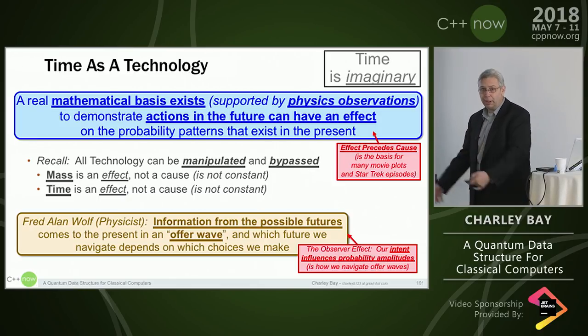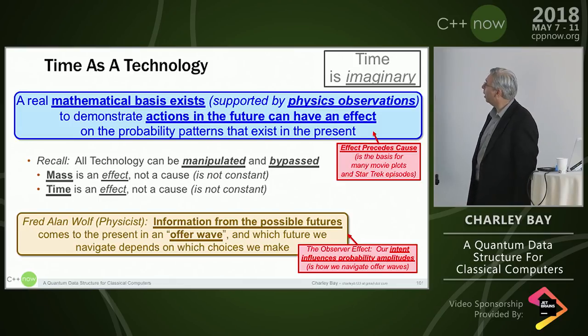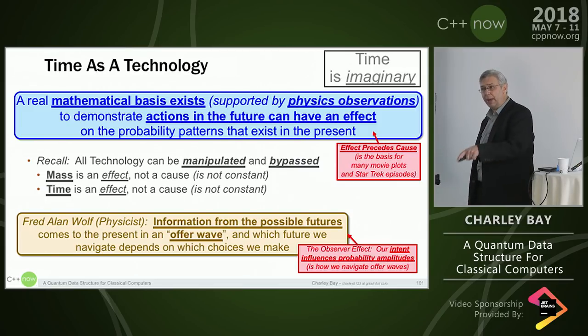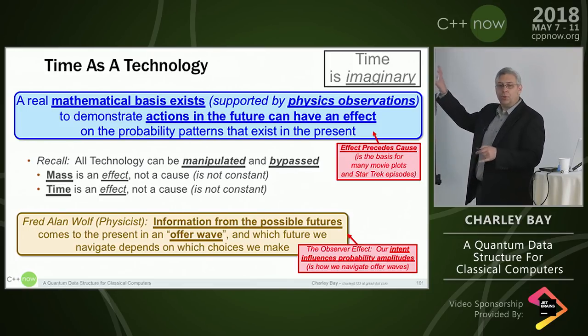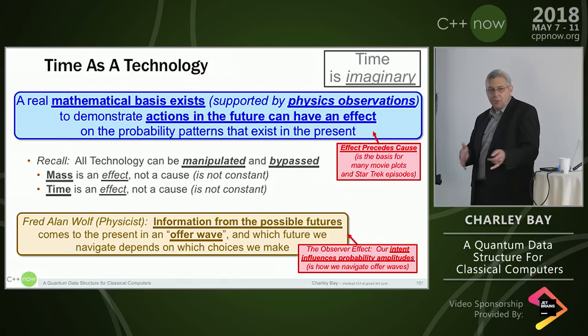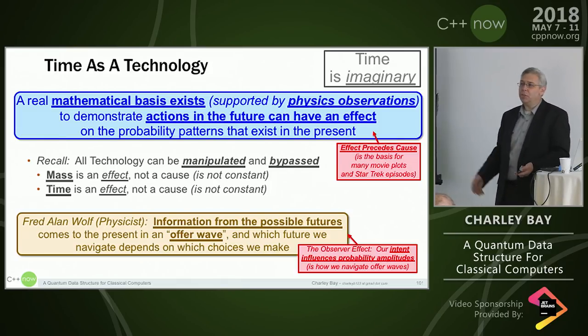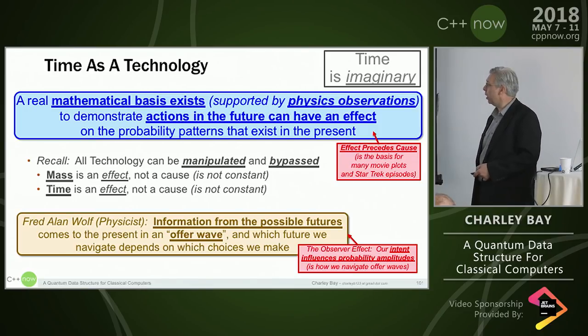Time being mathematically imaginary and not real, being a technology, effects precede cause. A lot of TV shows talk about it, so I don't need to. But mass is an effect, not a cause. True mass doesn't exist. Time is an effect, not a cause. So we use those, they're interesting. We need to serialize sense in our lives, but time is just a mechanism we're using. It's a technology which we can play with and manipulate.